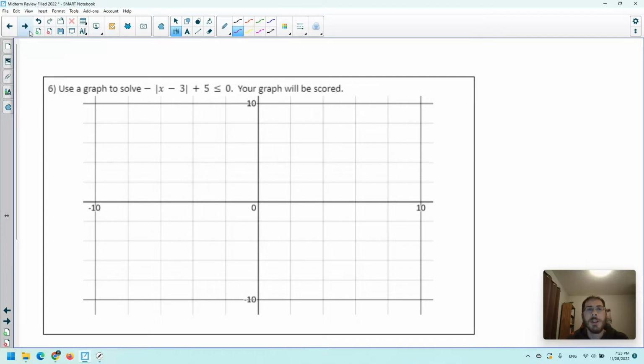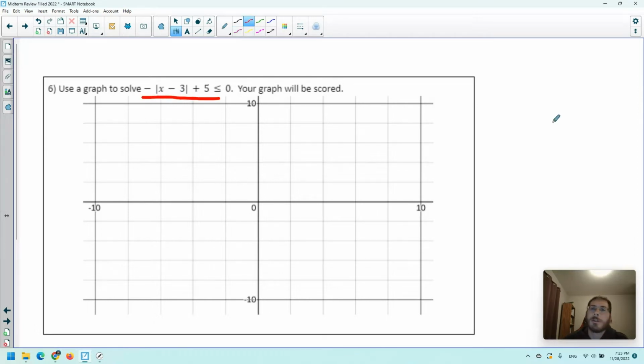All right, for number 6, use a graph to solve negative absolute value of x minus 3 plus 5 is less than or equal to 0. Our graph will be scored. So we've done these ones before. So we know that if we have rectangles, then we obviously did not do anything right. That would be a bad decision. So make sure you don't have rectangles. What we want to do is split it up into 2 parts.